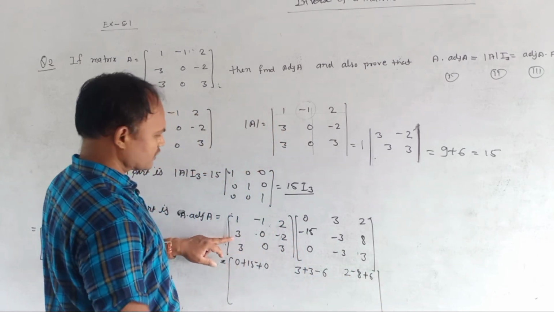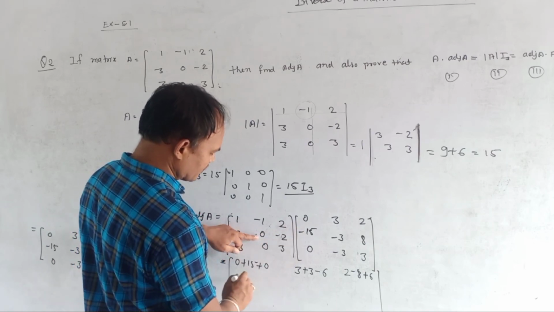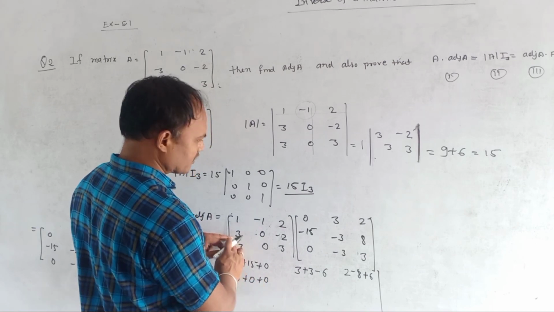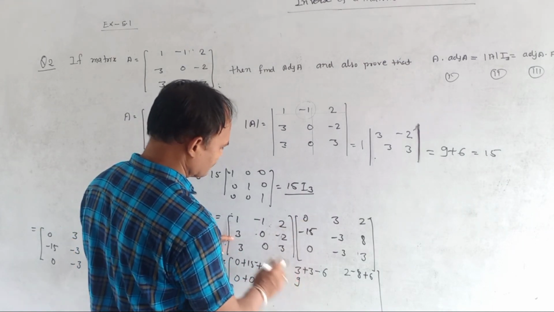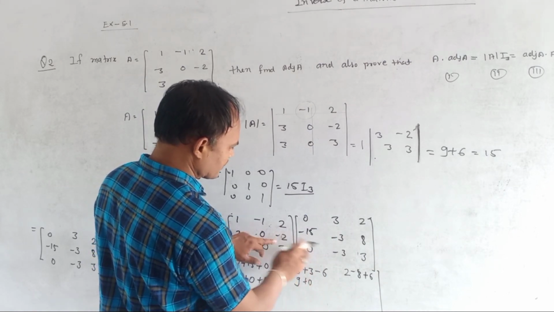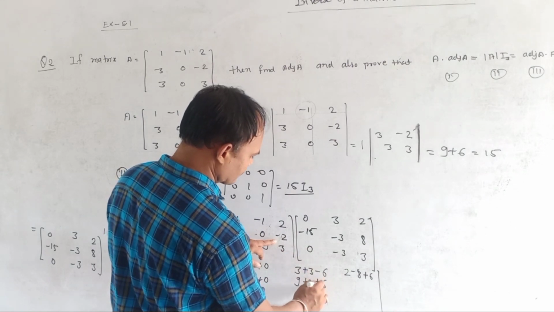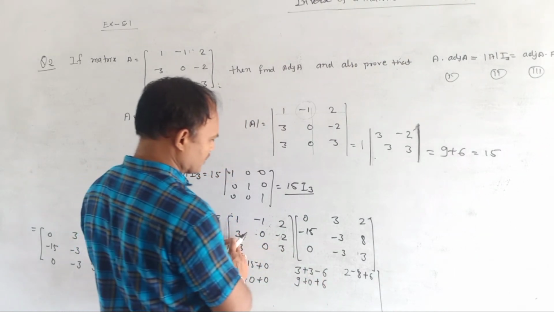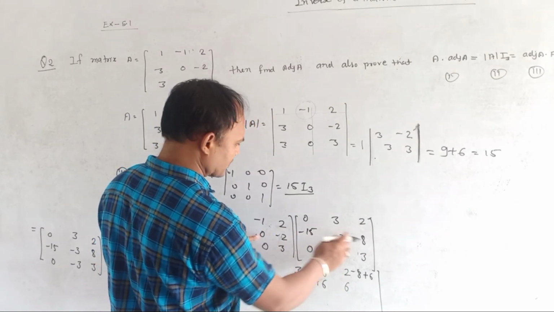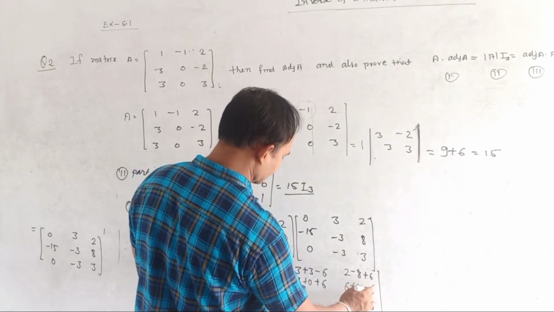What about here? 3 multiplied by 0 is 0. 0 multiplied by 15 is 0. Minus 2 multiplied by 0 is 0. What is here? It is 9, 9, it is 0. And it is plus 6. Okay, what about here? 3 into 2 is 6. 0 multiplied by 8 is 0. Minus 2 multiplied by 8 is minus 6.